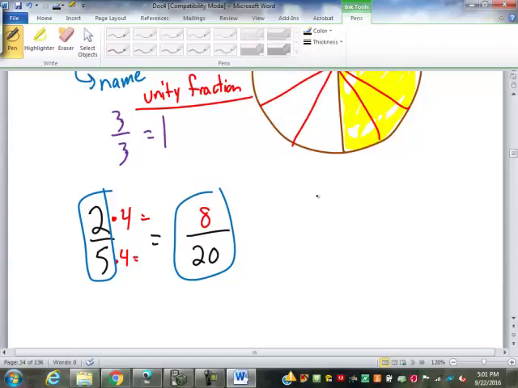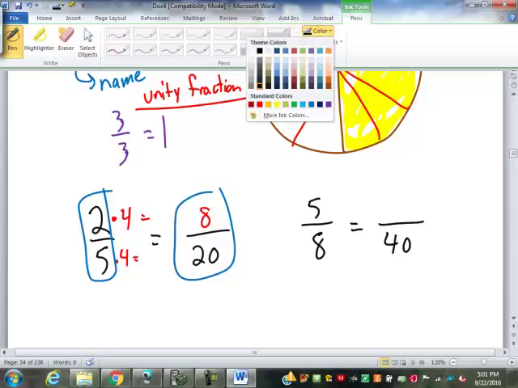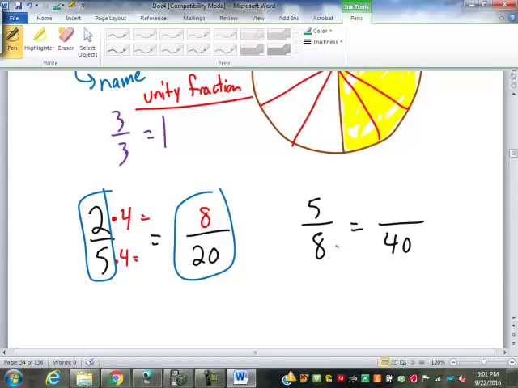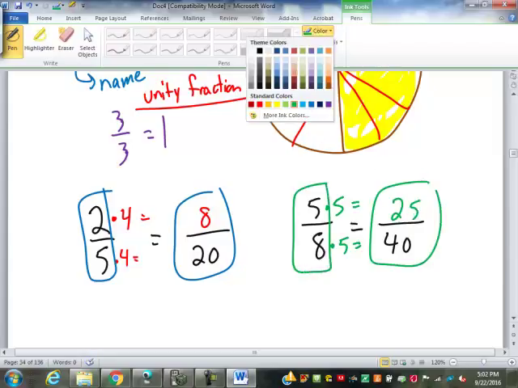Or I might have 5/8 and I want to change it into 40ths. What do I have to do to the 8 to turn it into a 40? Times 5. So what do I have to do to the 5? Also times 5. I have to multiply by the same thing on top and bottom. 5 times 5 is 25. 25/40ths has the same value as 5/8.